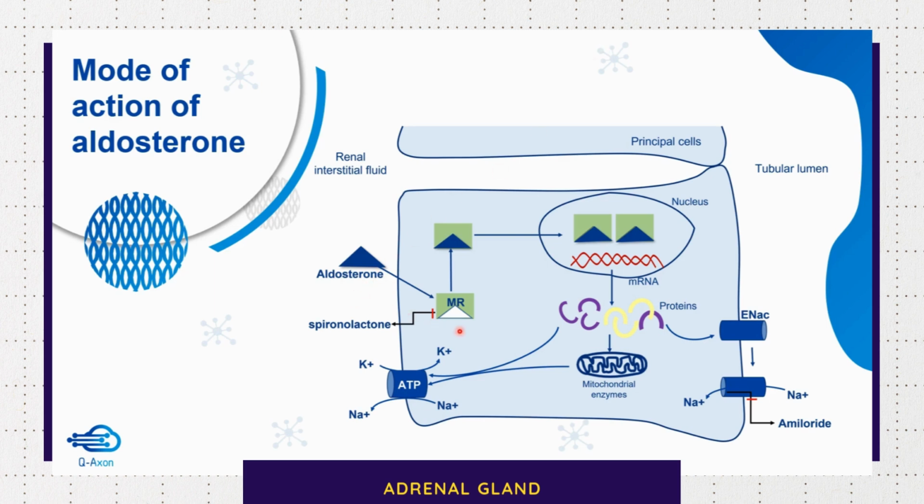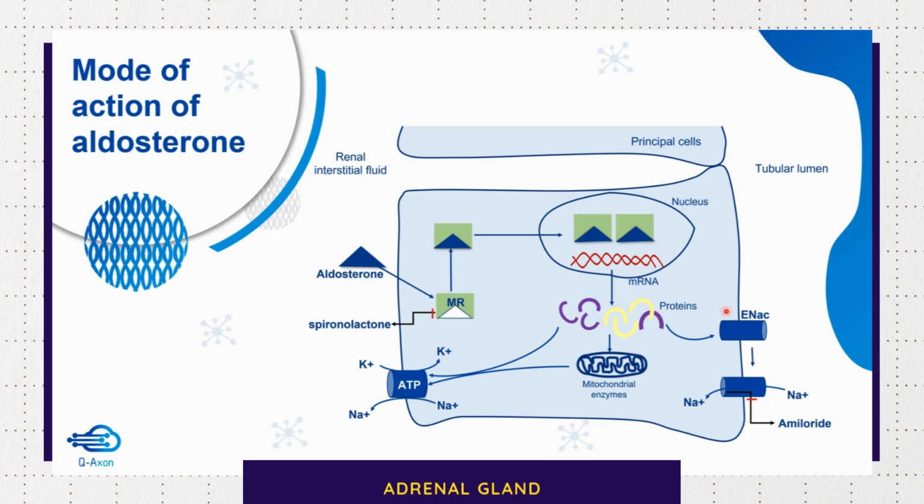Aldosterone combines with the mineralocorticoid receptor in the cytoplasm. This will result in the formation of hormone receptor complex. This complex will move into the nucleus and a number of new mRNA are formed. The mRNA thus formed diffuses back into the cytoplasm. Now there can be two outcomes. One is the formation of enzymes and another is the formation of membrane transport proteins.